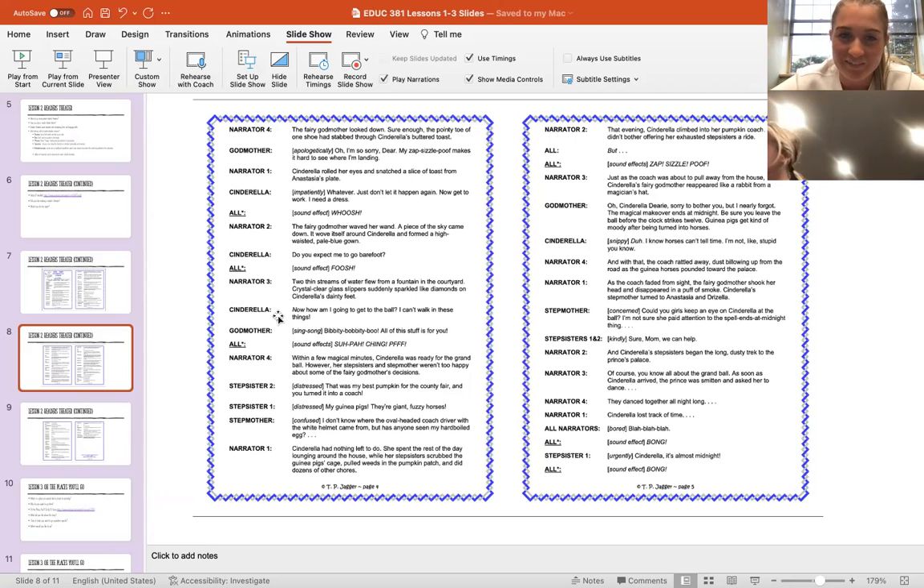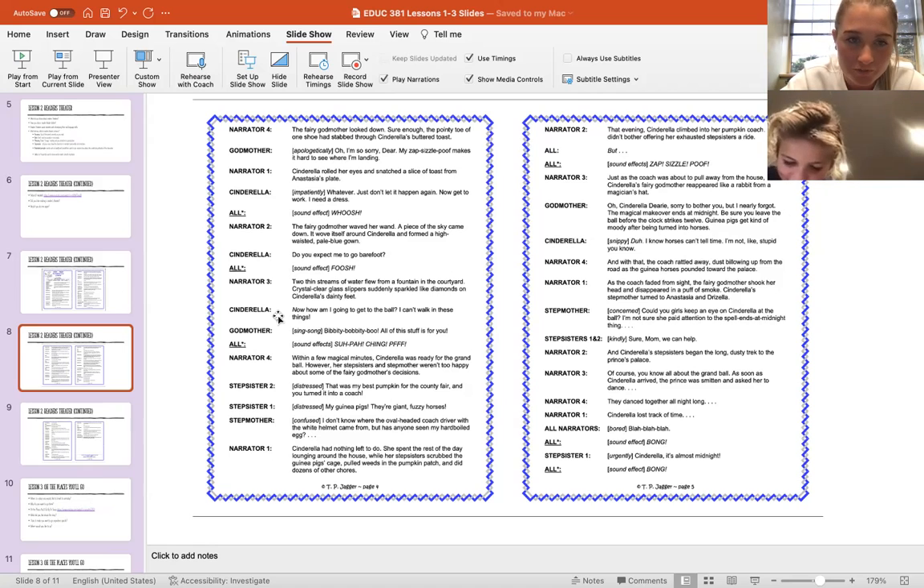Is it narrator 4 steps? It's narrator 4. Okay. The fairy godmother looked down. Sure enough, the pointy toe of one shoe had stabbed through Cinderella's buttered toast. Oh, I'm so sorry, dear. My zap zizzle poof makes it hard for me to see where I'm landing. Cinderella rolled her eyes and snatched a piece of toast from Anastasia's plate. Whatever. Just don't let it happen again. Now get to work. I need a dress.